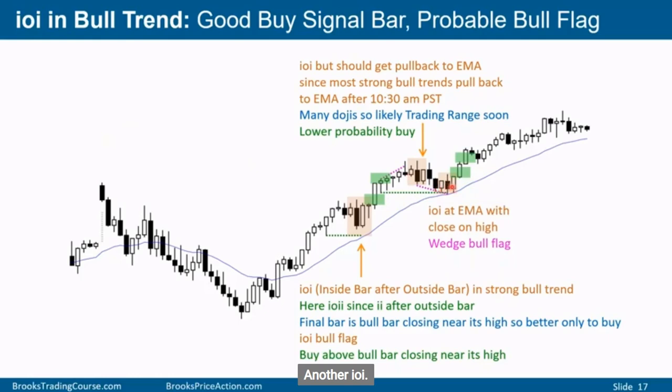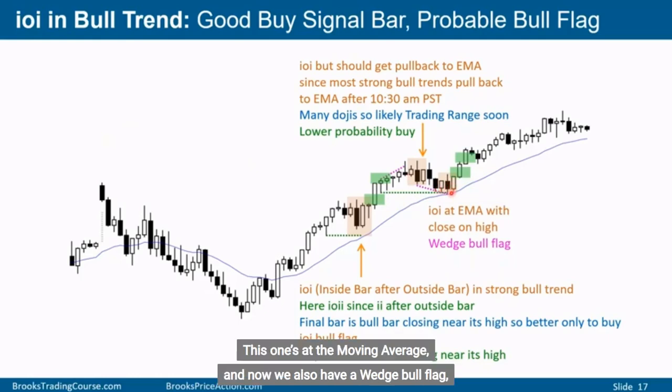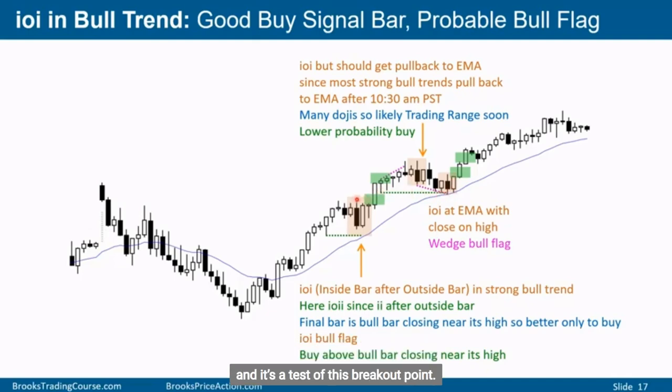Another IOI. This one's at the moving average, and now we also have a wedge bull flag, 3 legs down, 1 bounce, 2 bounce, and then 3, and then we have a good buy signal bar. There's also a small double bottom bull flag, that low and here, and it's a test of this breakout point. There are several things going for the bulls here.